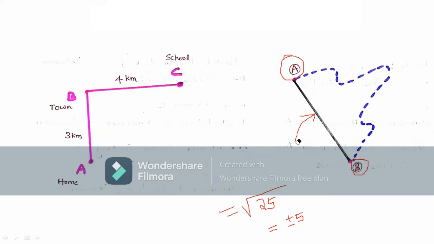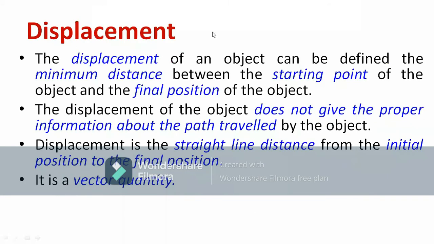That is required whenever they ask in the examination. At that time, you need to write the definition properly. The definition should always be followed systematically. If they ask in a viva or exam, you have to produce the same sentence. The displacement of an object or a body can be defined as the minimum distance between the starting point of the object to the final position of the object.